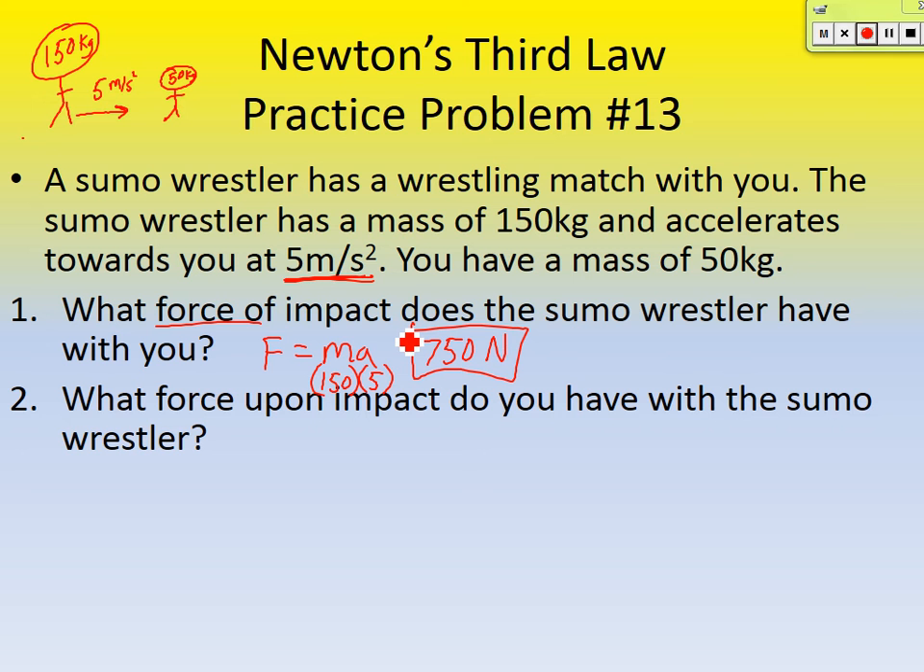Number 2, what force upon impact do you have with the sumo wrestler? So if he hits you on this free body diagram up here with 750 newtons, what are you going to hit him with? Yeah, you're going to hit him with the same force, 750, but it's going in the opposite direction. You can either say negative 750 or 750 to the left.